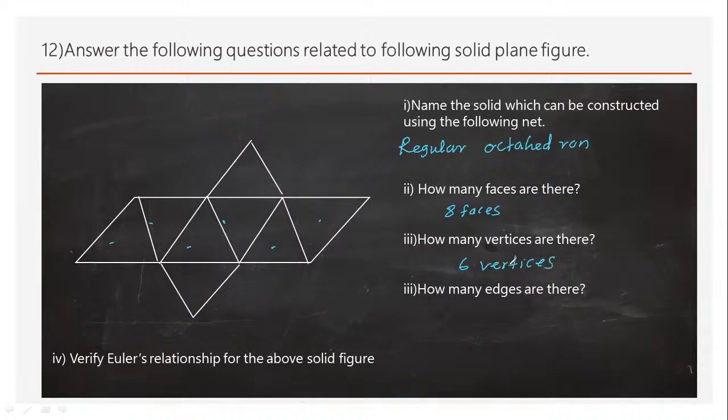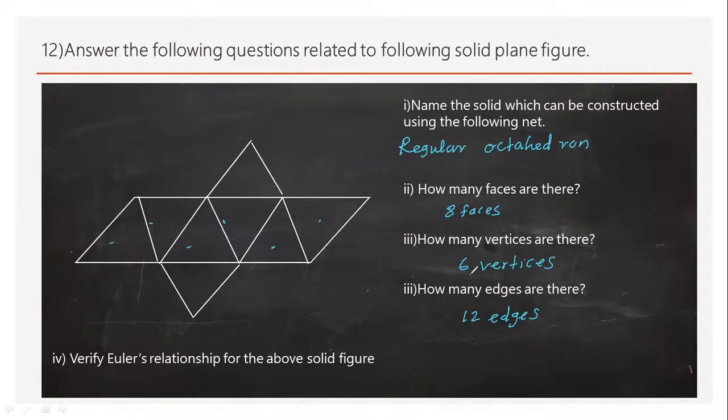How many edges are there? If you say this is 1, on the other side it is 2, 3, 4, 5, 6, 7, 8, 1 coming, 9, 10, 11, 12, right? We can get 12 edges. Regular octahedron, 8 faces, 6 vertices, 12 edges.